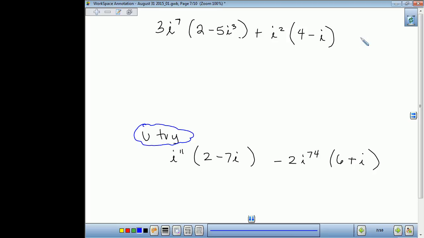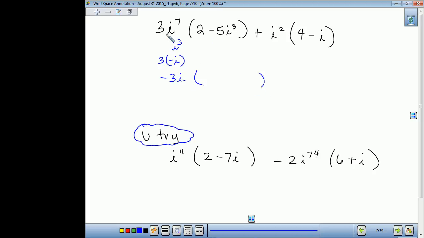Okay, my approach does not have to be your approach, but my approach is to simplify the higher degrees first, and then I'll distribute. So what I do when I look at this is I go, okay, i to the 7th is the same as i to the 3rd, which is negative i. So this is 3 times negative i, which is negative 3i.